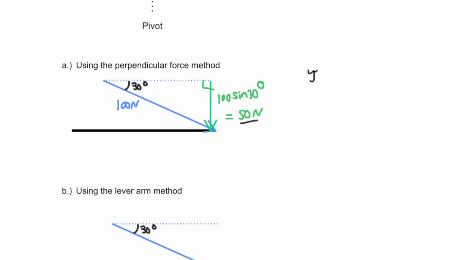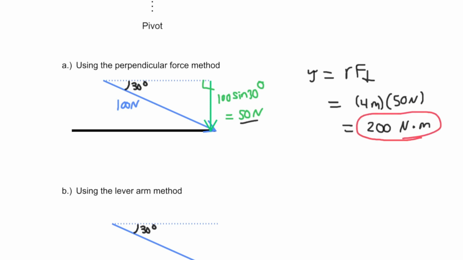So torque is just going to be R times F perpendicular, which is equal to, well, the force is 4 meters away, and it's worth 50 newtons. So that's 200 Newton meters of torque. Not joules, even though that is equivalent unit-wise.